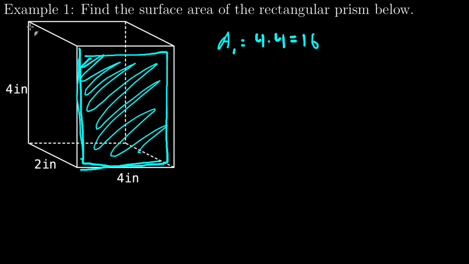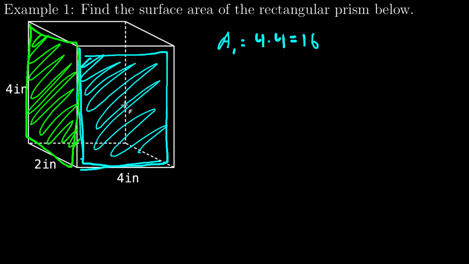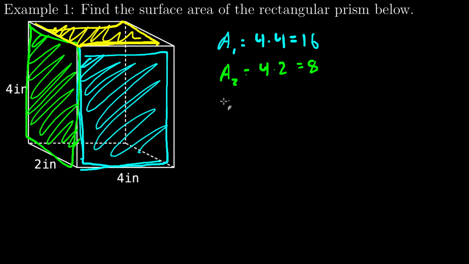Now I'll do the left and right faces. So I see this face here. The right face is covered up by this blue face here, but I can see that it is 4 inches by 2 inches. So the second area will be 4 times 2, which is equal to 8 square inches. And now I'll do the top and the bottom, which I also see is 4 wide and 2 deep. So that's also going to be 4 times 2, which is equal to 8.